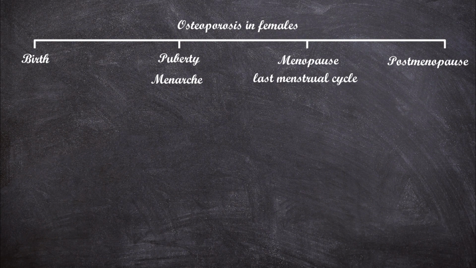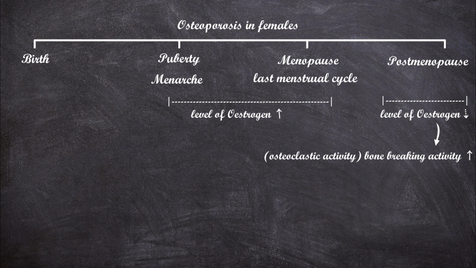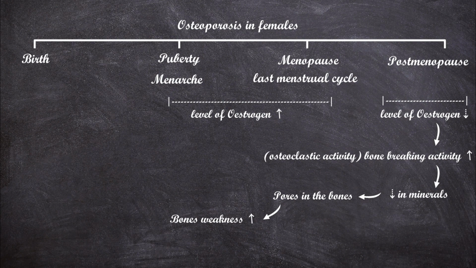Now from puberty to menopause, the level of estrogen increases in a female's body, but after that, during postmenopause, the level of estrogen decreases. Now the decrease in estrogen increases bone-breaking activity, or osteoclastic activity, which causes a decrease in minerals, by which it makes pores in the bones. That's why bone weakness increases, which can increase the chances of fracture.